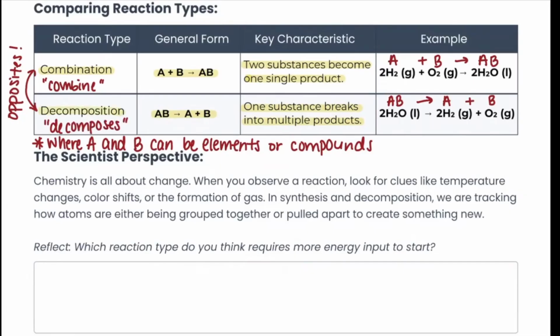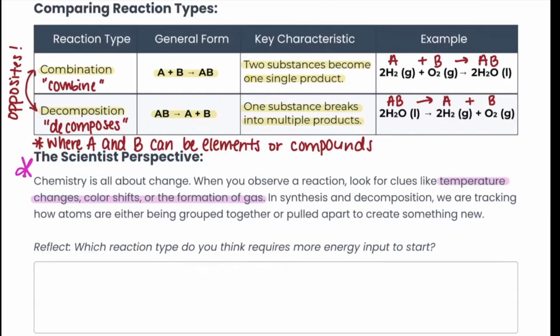So a quick little side note, some big picture thinking here. You see, chemistry is all about change, either physical or chemical. And when a chemical reaction happens, scientists look for clues that tell us a change has occurred. Some common signs include a temperature change, a color change, the formation of a gas, or the formation of a solid, called a precipitate. In combination and decomposition reactions, we're really tracking how atoms are either being grouped together or pulled apart to create something new.